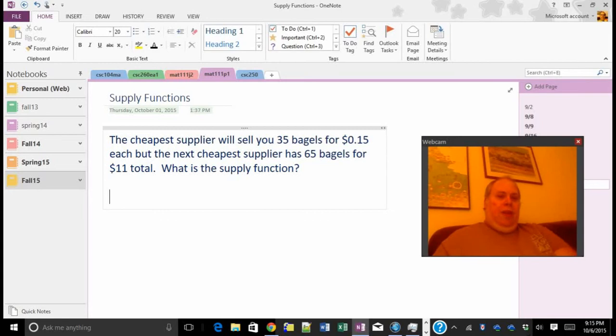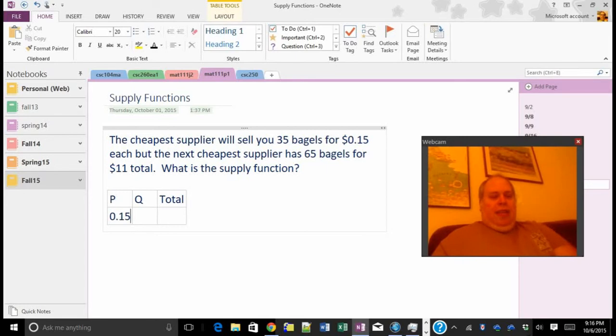So we've got to create a table a little different from a demand function. We have the price like the demand function, the quantity like the demand function, but we also have the total we're spending from each supplier. So the first supplier gives us a price of 0.15, 15 cents, and a quantity of 35. By the way, I made these numbers up. Bagels are probably more expensive than that.